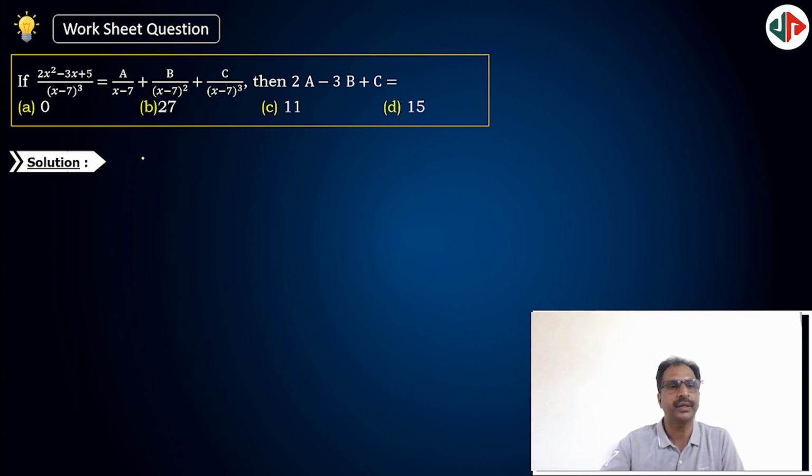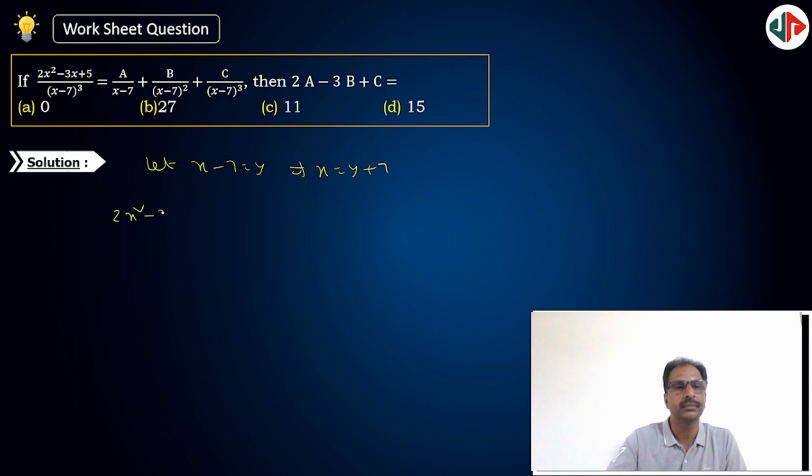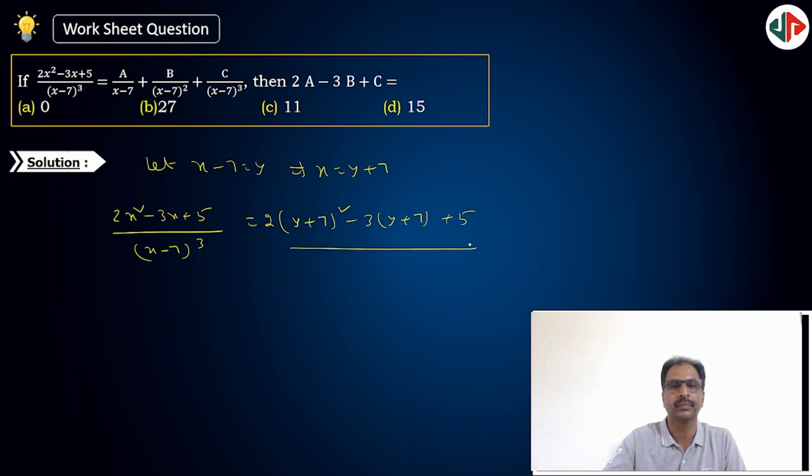See, whenever the denominator has only repeated linear factors, take x − 7 as some y. Therefore, x becomes y + 7. Whenever the denominator has only linear repeated factors, this is the short method. Let x − 7 = y. Therefore, (2x² − 3x + 5)/(x − 7)³ is equal to 2 into, in place of x, write y + 7, by y³.